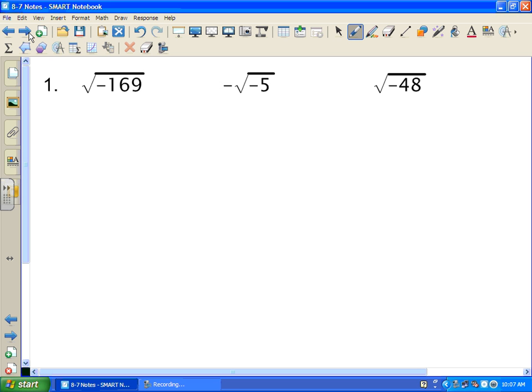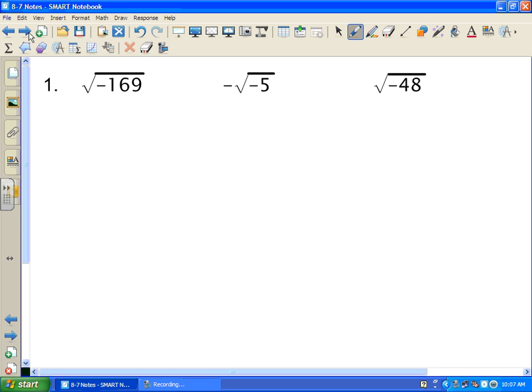Okay, so the first problem has 3 examples, and it's just simplifying radicals. So we've been simplifying radicals for what, 2 weeks, 3 weeks? A long time. So you are going to simplify the radical just like you always do, and then if there's a negative inside the radical, you'll put an i with the answer.